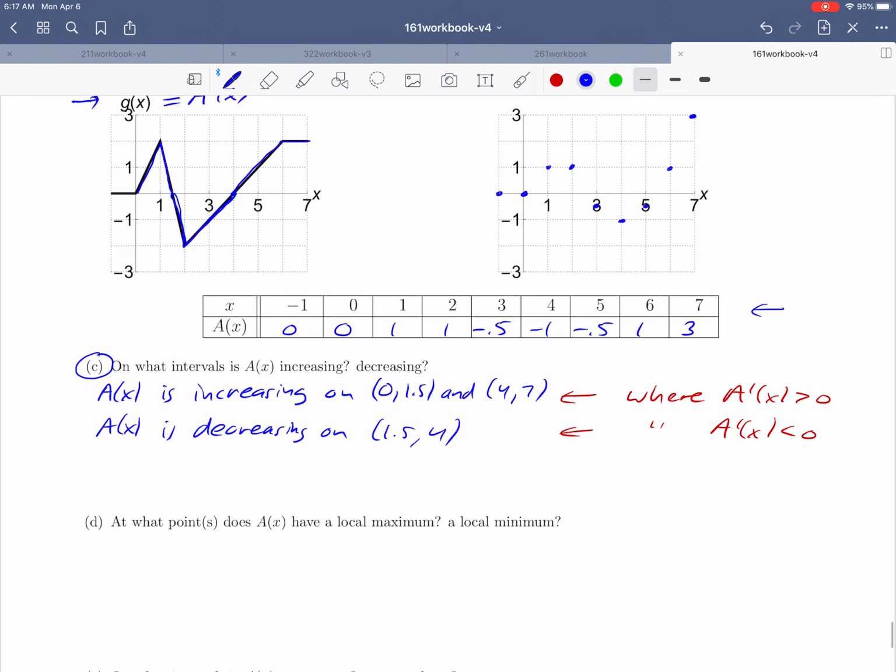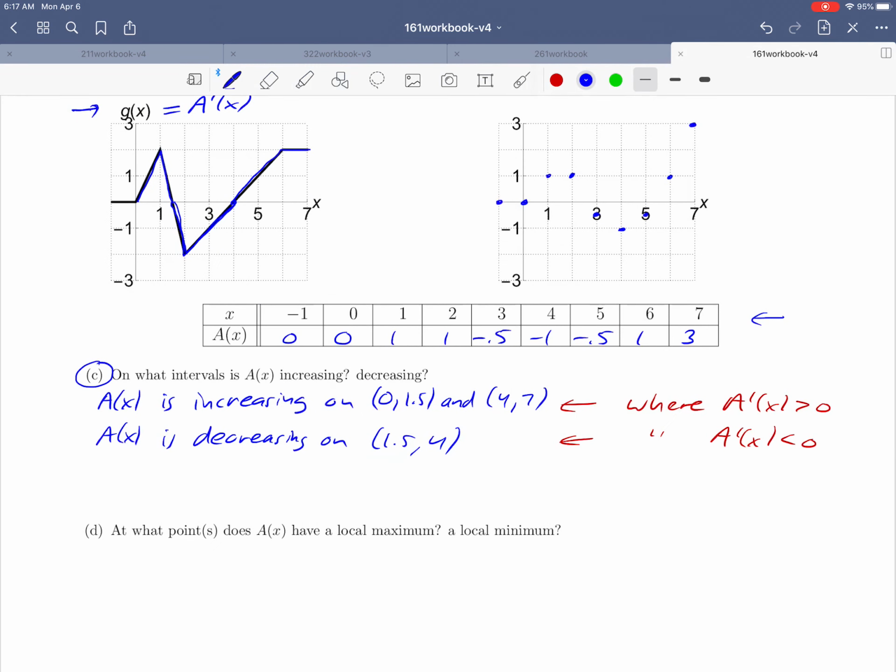We're ready to move on to part D, which asks us about local maxes and local mins. All right, so let's first think about local maxes of A. Well, where would that happen? Well, let's maybe remind ourselves kind of what a local max looks like. So if we drew a little snippet of the graph A where it has a local max, it would kind of look like that.